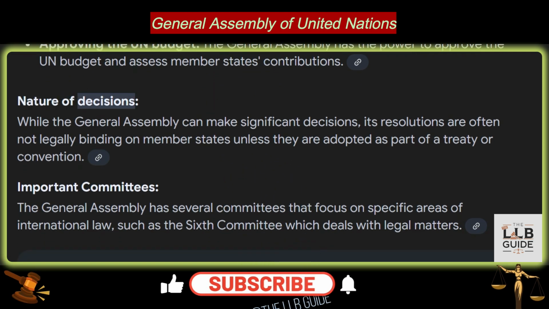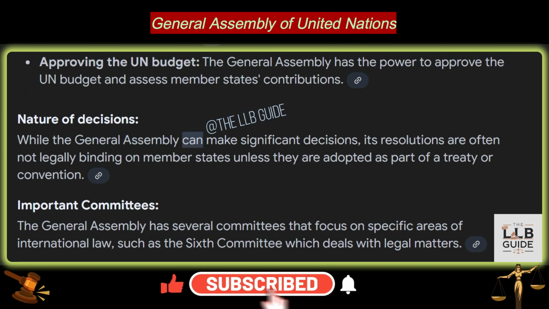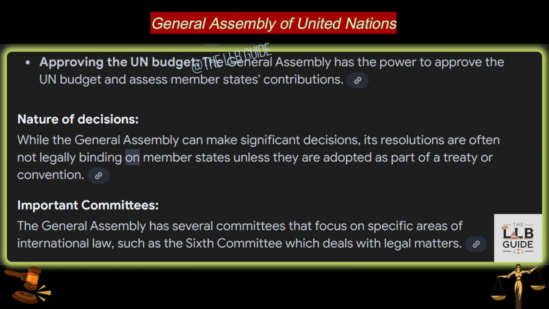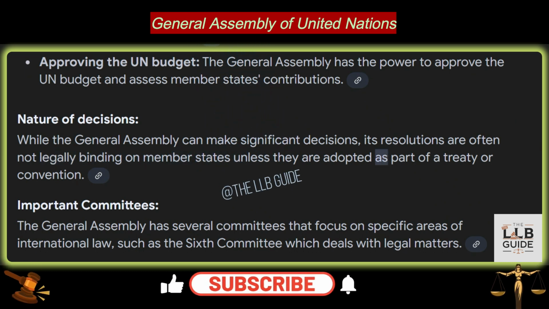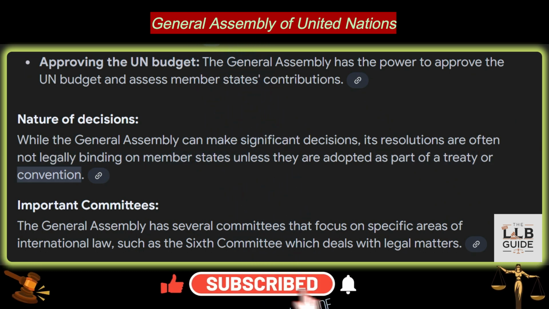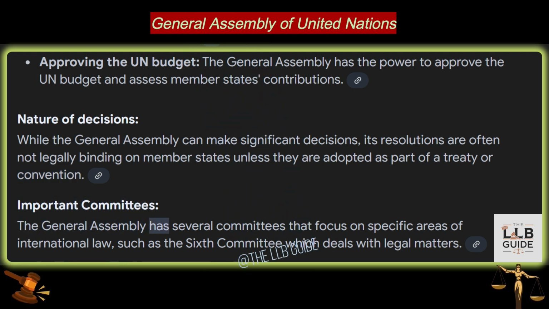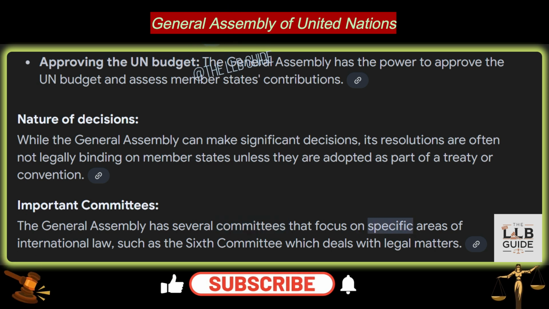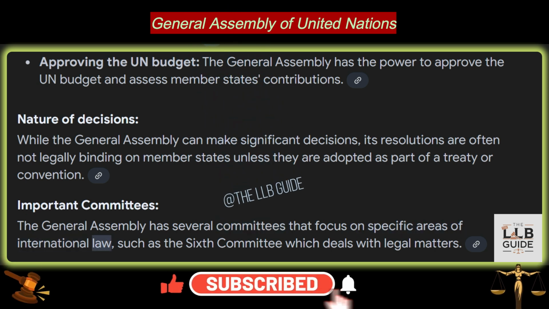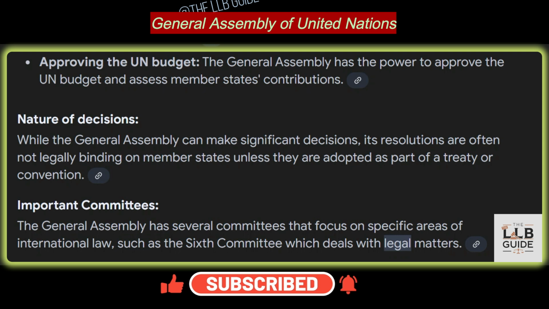1. Nature of decisions. While the General Assembly can make significant decisions, its resolutions are often not legally binding on member states unless they are adopted as part of a treaty or convention. 2. Important committees. The General Assembly has several committees that focus on specific areas of international law, such as the 6th Committee which deals with legal matters.